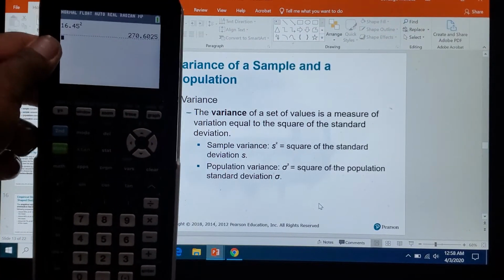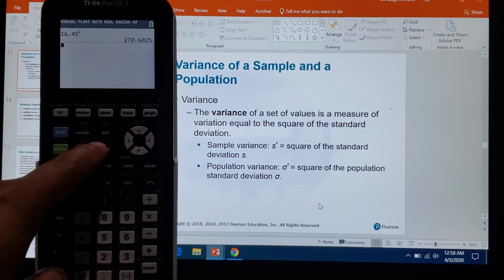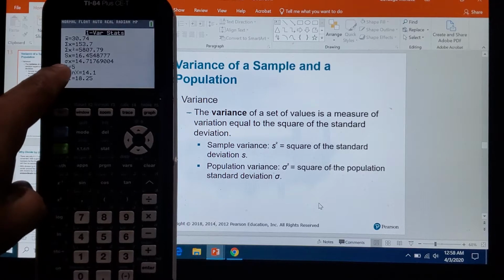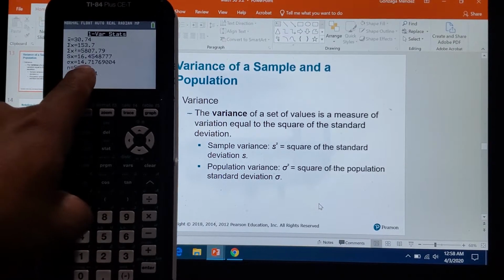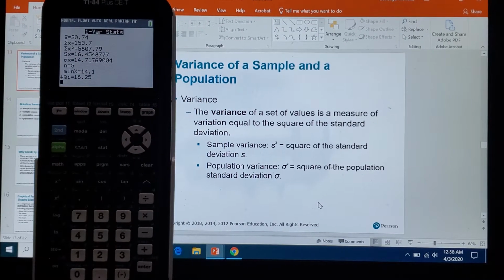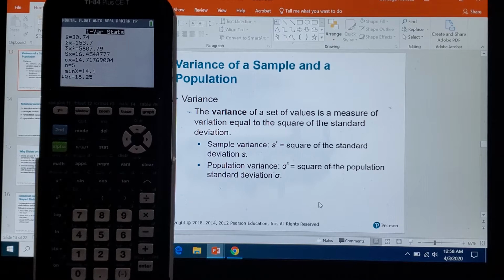16.45 is a little better. But same thing goes for the population variance. That just means you're going to take the population standard deviation and square this number instead of squaring the sample standard deviation. Again, you only know that by if the description implies a sample or if it's implying a population. And you can calculate the variance just by squaring the standard deviation, either of the sample or the population.